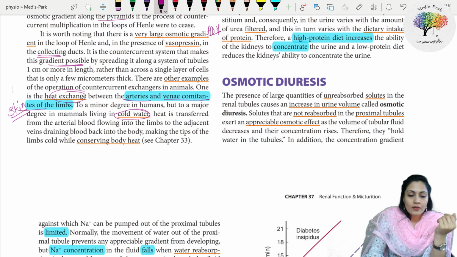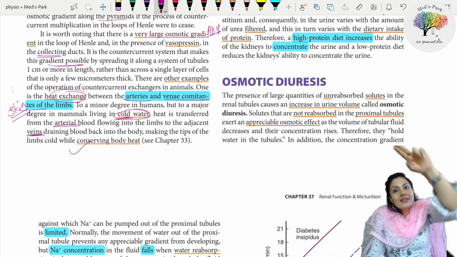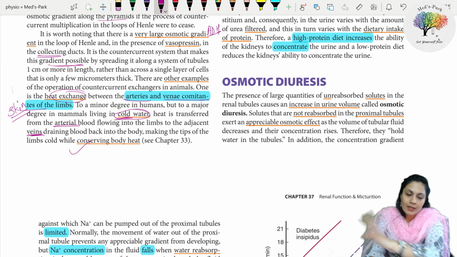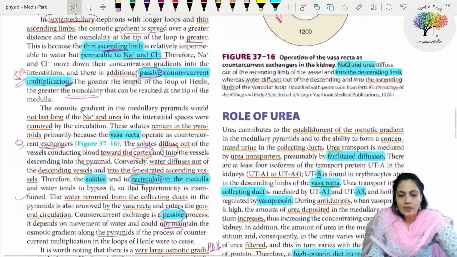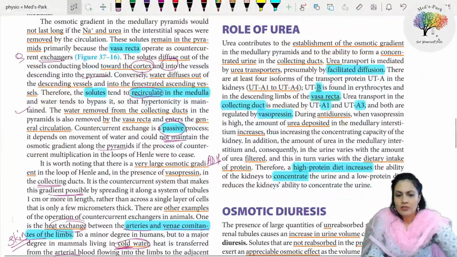What is the purpose of it? To conserve the heat, since the water is very, very cold. Heat is transferred from the arterial blood flowing into the limbs to the adjacent vein, draining blood back into the body, making the tips of the limbs cold while conserving the body heat. So the heat is not going towards the capillaries, rather it is bypassing the capillaries and going into the veins. Okay, that's what it is telling us. Next. This diagram we have discussed, we do not need to discuss that again and again.